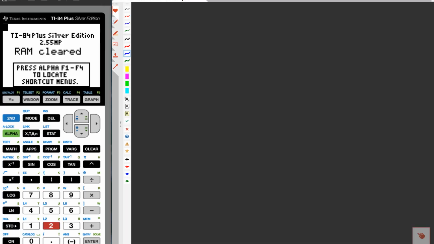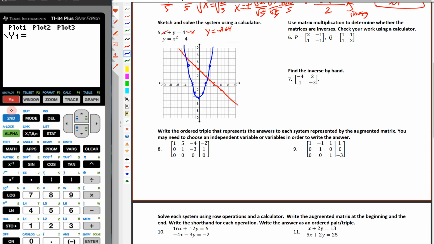And pull that up here. Shrink down here. And we're going to put in, let's see, -x plus 4. And the other one's going to be x squared minus 4. We're going to hit graph. Looks pretty good. And then we're going to have the calculator.